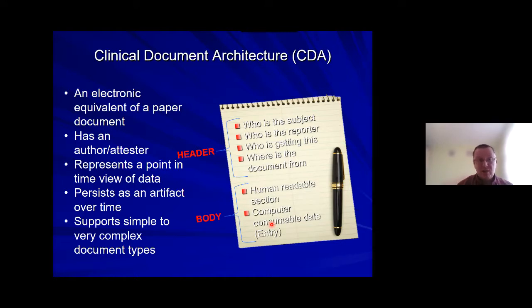Data packages under HL7 represent some version of clinical document architecture. It is the electronic equivalent of a paper document and consists of specific useful sections. The header provides a description of the package, like information about the subject, author, when and where it was created, and so on. And the body contains the medical records themselves, which consist of a human readable section, but also computer consumable data or entities.